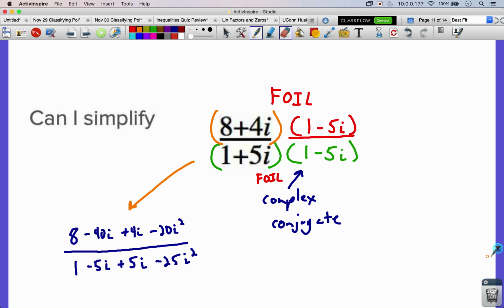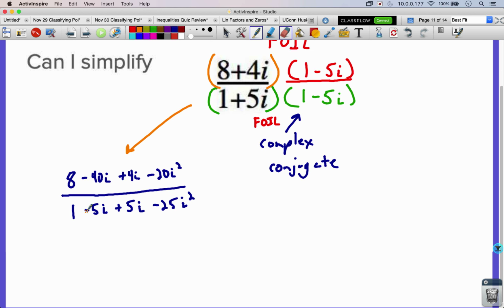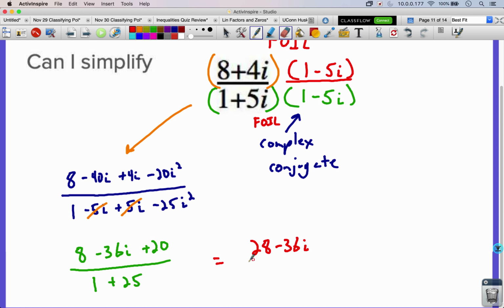This is the power of the conjugate right here. It's that these middle terms are exactly opposite and can cancel out. And then because this i squared becomes a negative 1, you'll notice there's no more i's on the bottom here. So let's simplify this. Now we've got 8 minus 36i. This i squared becomes a negative 1, so this becomes a plus 20, all over 1 plus 25. And combine like terms one more time, and I get 28 minus 36i all over 26.